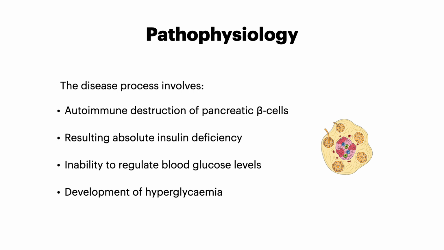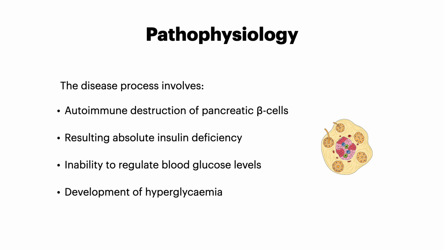The disease process involves 4 key elements. Autoimmune destruction of pancreatic beta cells. Essentially, the body attacks its own insulin factories. This results in absolute insulin deficiency. The body simply can't produce the insulin that it needs.